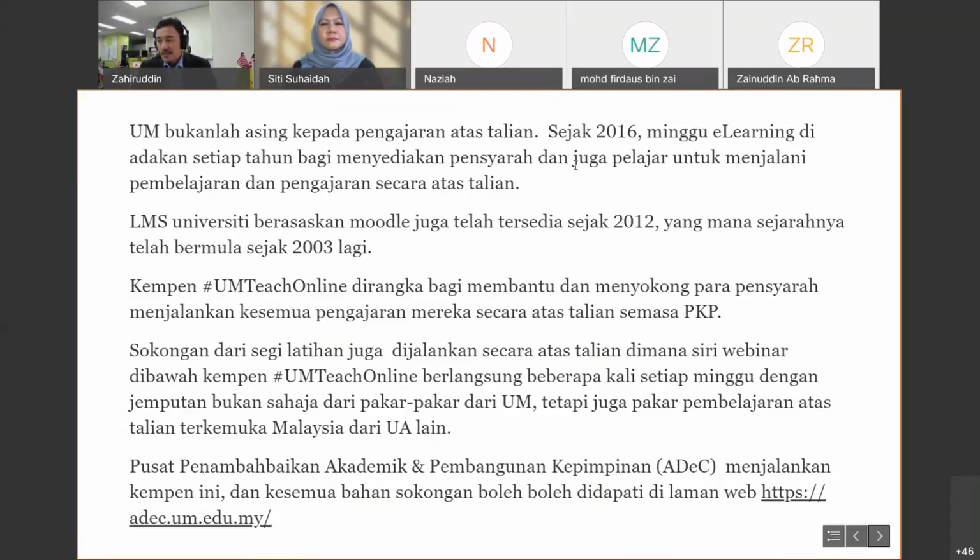My center, Pusat Penambahbaikan Akademik dan Pembangunan Kepimpinan, or the Academic Development and Leadership Enhancement Center, has the resources on our website, www.edec.um.edu.my. You are free to download the resources. We have a number of resources that we can share, like the online teaching and learning guideline, and books to refer to on how to do assessment and a number of other things.